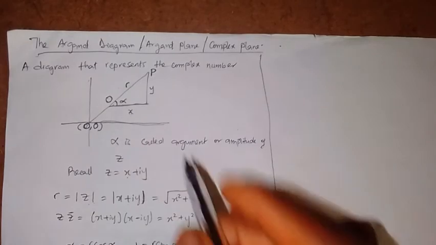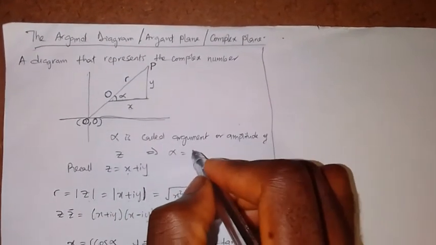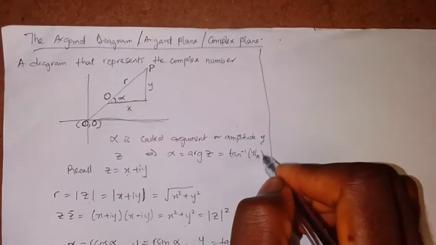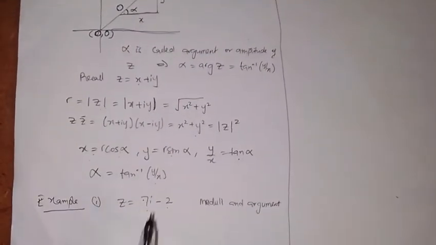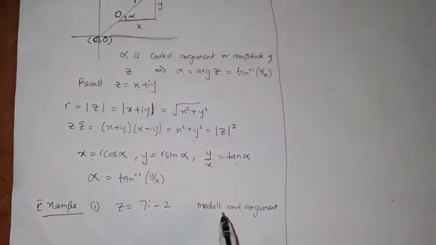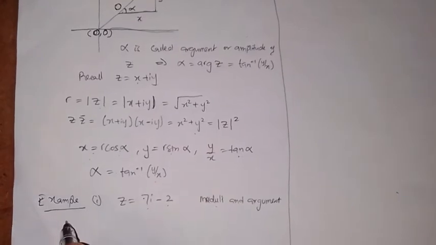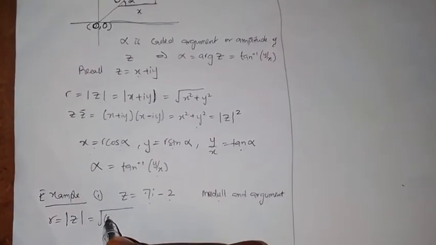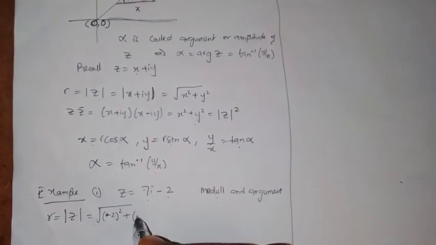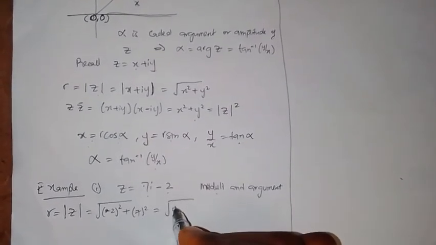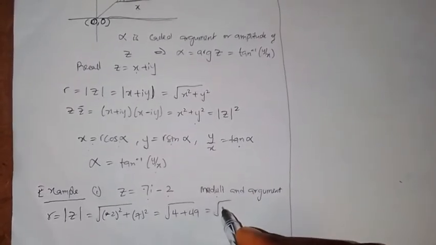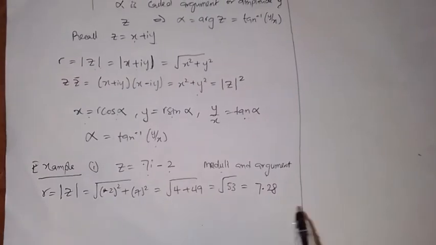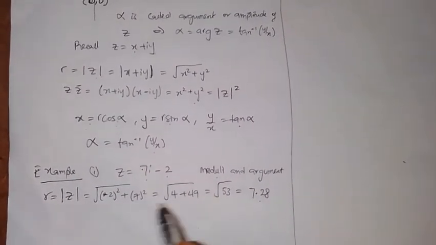From here, I said my alpha represents the argument of Z, which implies that alpha equals Arg Z, which also equals tan inverse of Y over X. Let's solve for the modulus and the argument. Modulus of Z, which is my R, becomes the square root of the real part squared, minus 2 all squared, plus 7 squared, which is the square root of 4 plus 49, which is the square root of 53. The square root of 53 gives us 7.28. This is my modulus, mod Z.